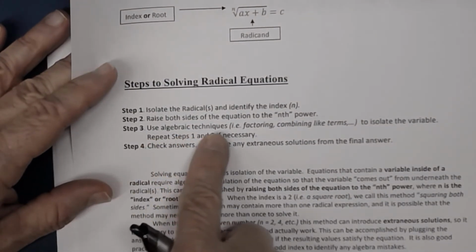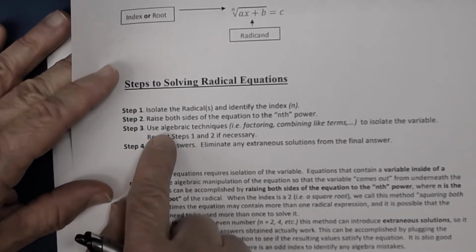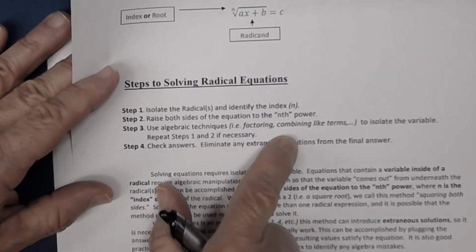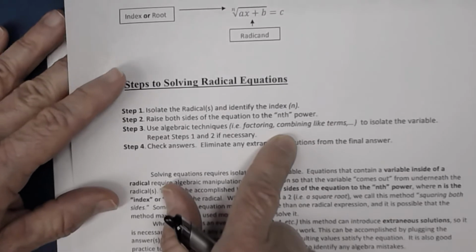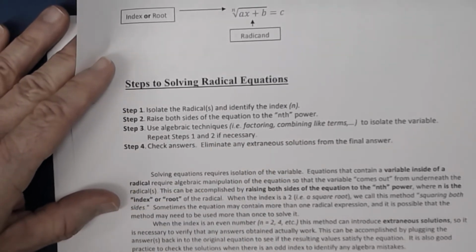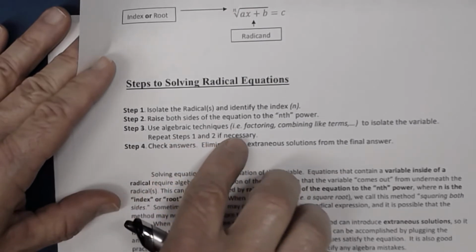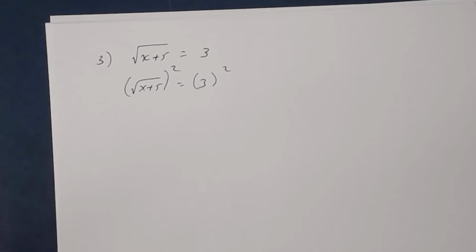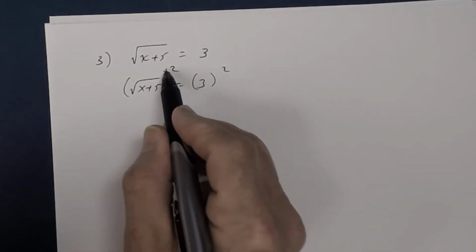use step 3, which is to isolate the variable, get the variable by itself. So we're going to use algebraic techniques, whether it involves factoring, combining like terms, solving a linear equation, things like that. And if we need to, we may have to repeat steps 1 and 2. Now in part 1, we won't need to repeat. We'll just go to step 4. Okay?